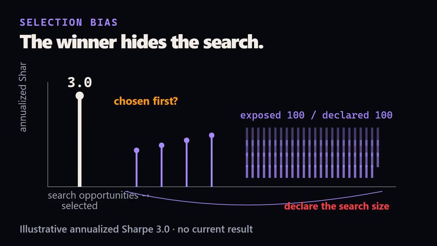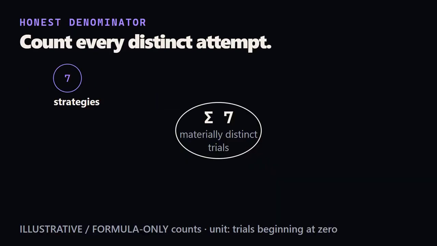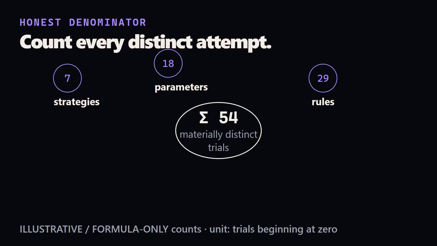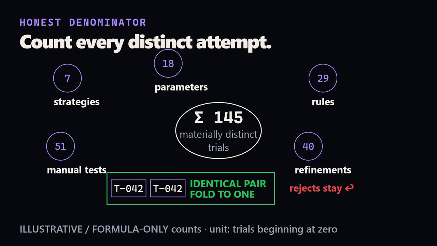The honest denominator is every materially distinct trial that could influence the choice. Strategies, parameter draws, rule variations, refinements, and manual experiments. It starts before the first filter. A rejected idea still taught the researcher what not to choose, so rejection does not erase it. Only a genuinely identical trial should avoid being charged twice. Convenience is not a counting rule.